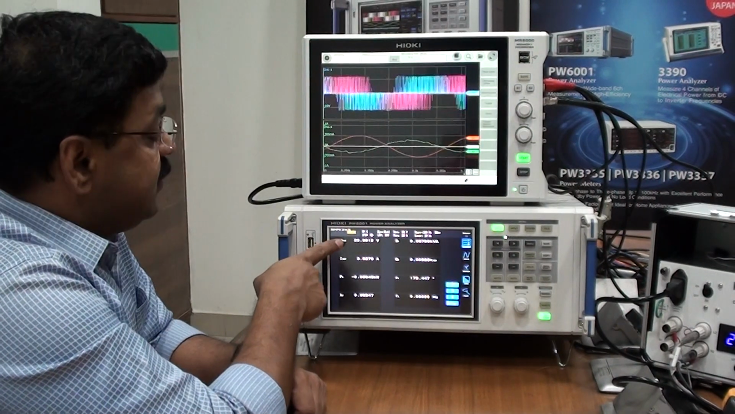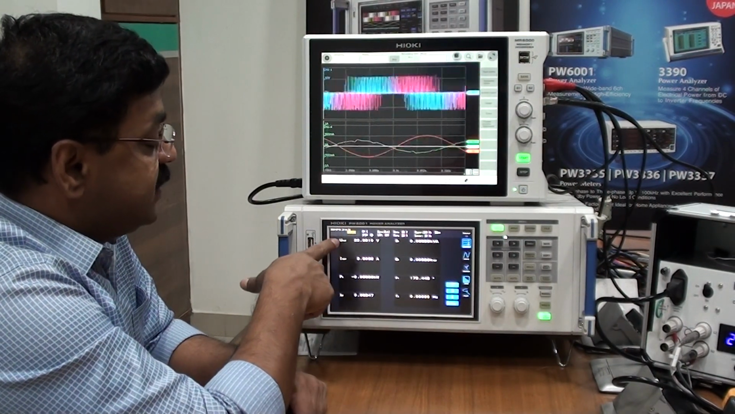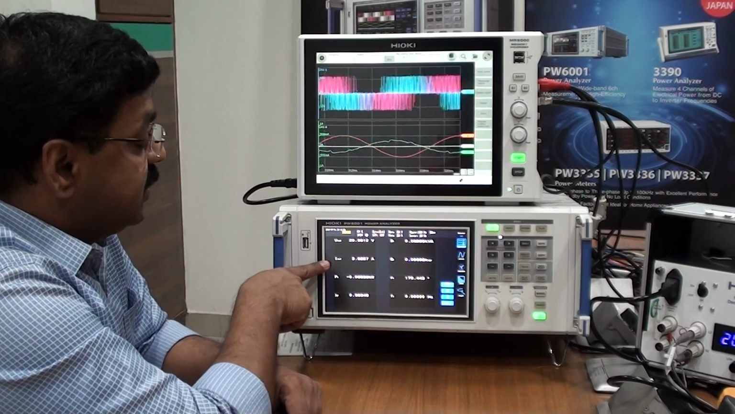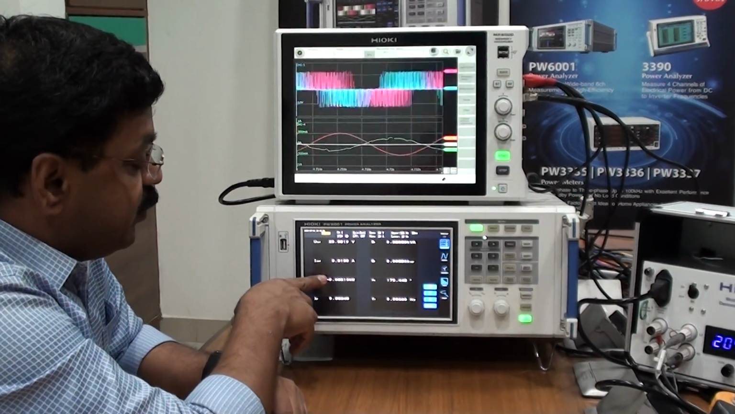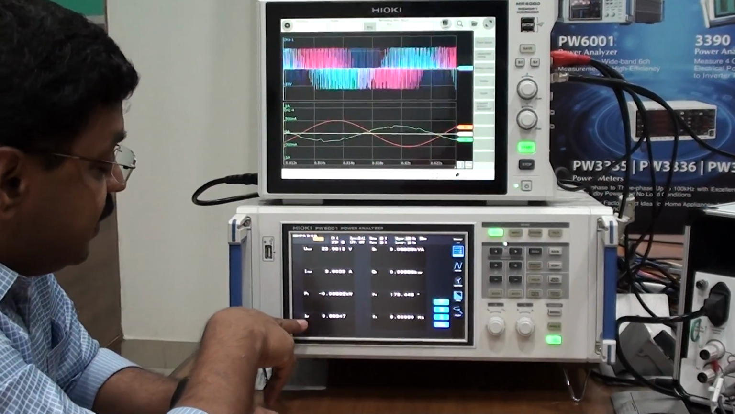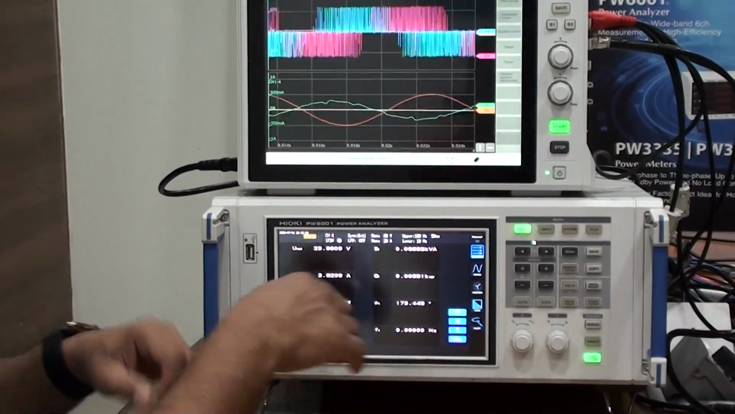Now the DC systems, we could see that the input to the drive is 23 volts. The current is about 3 amps at this particular RPM, and the power is about 0.86 watts, and this is a power factor, as you see here.